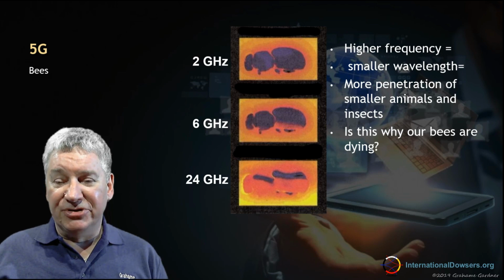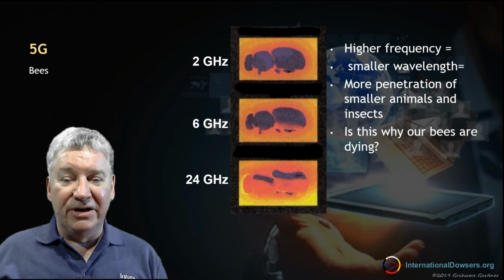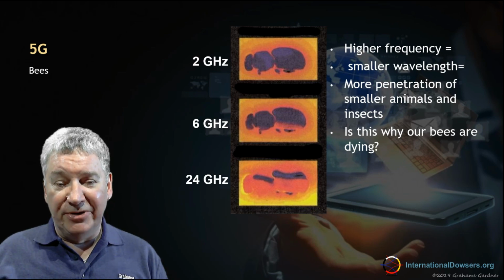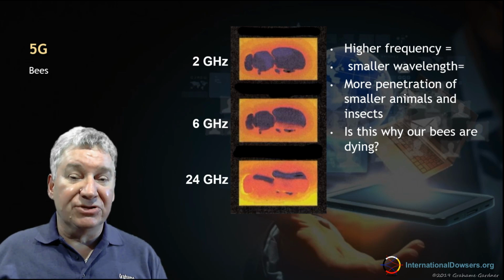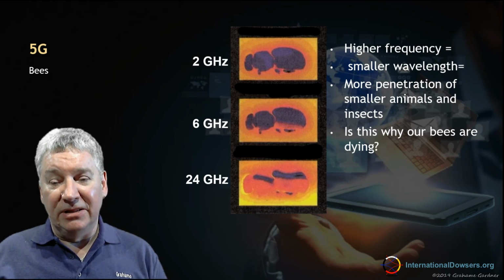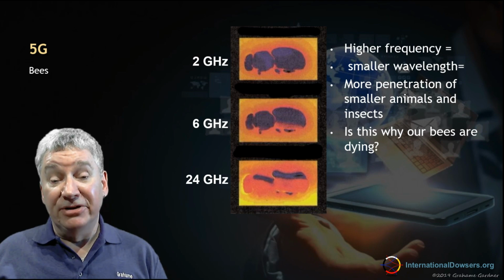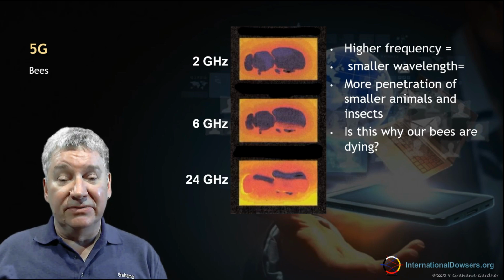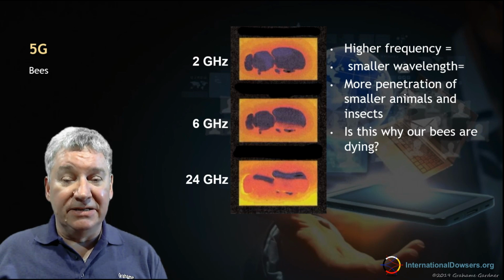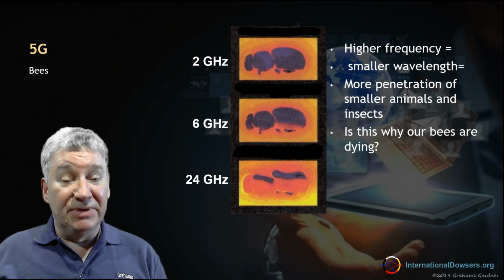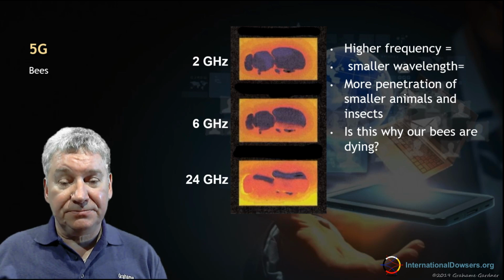It's a pretty damning picture here. This is showing the effect of RF radiation absorption in honeybees. The top picture shows our existing spectrum. We're mainly using the 2 to 3 gigahertz range at the moment, and the wavelength here is relatively large compared to the insect, so it doesn't penetrate very far. But as we get to the bottom picture at 24 gigahertz, the wavelength is closer to the insect's size and penetrates further. So some people think that this is why the insect and bee populations are declining.